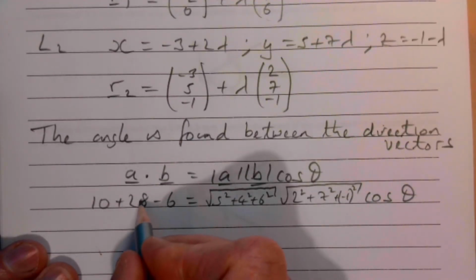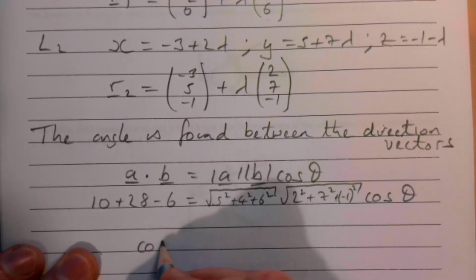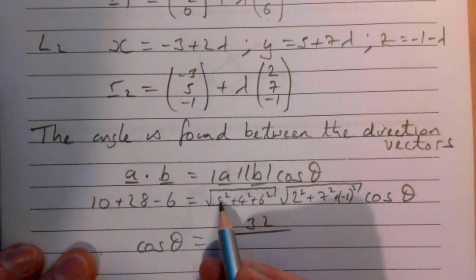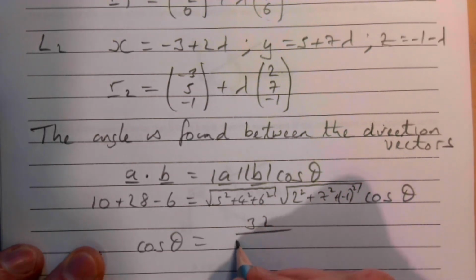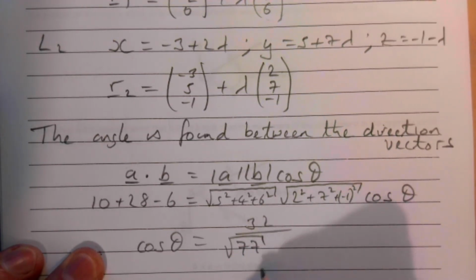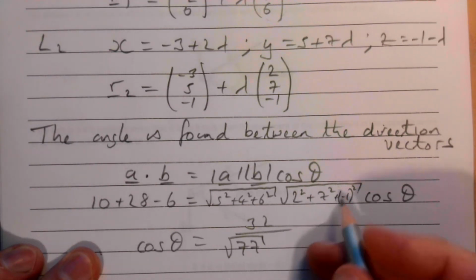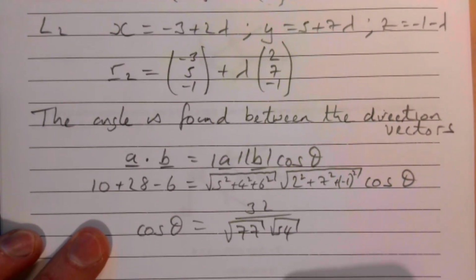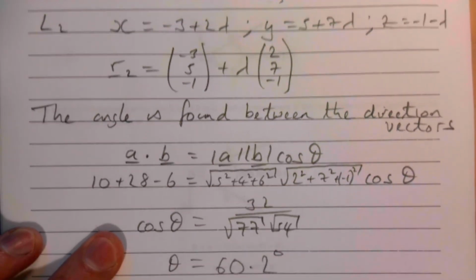10 plus 28, 38, take away 6, so it's going to be 32. So to get the cos theta on its own, 32 on the top, and then 5 squared plus 4 squared plus 6 squared gives us 77. So that's going to be the square root of 77. Just leave it as that, that's fine. And then 49 plus the 4 gives me 53, 54. So it's the square root then of 54. I put that number into my calculator. I hit shift cos, and it gives me an angle then of 60.2 degrees.